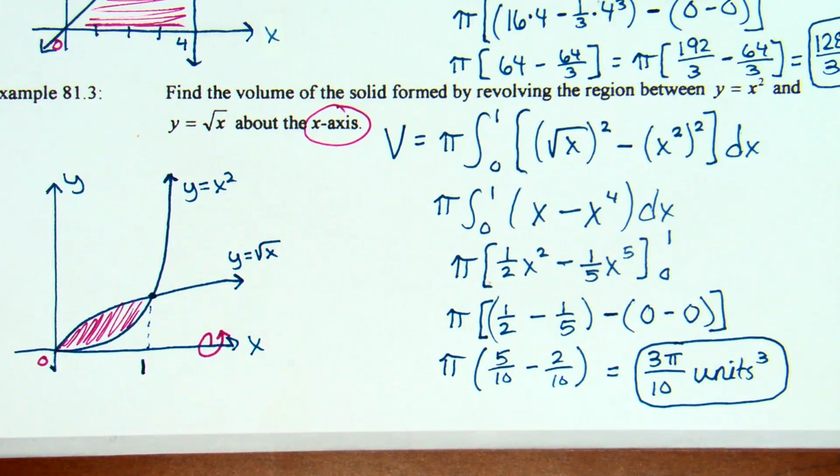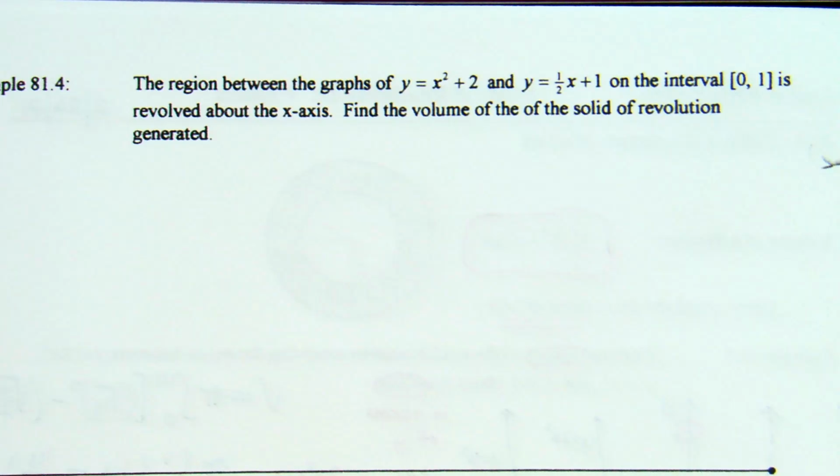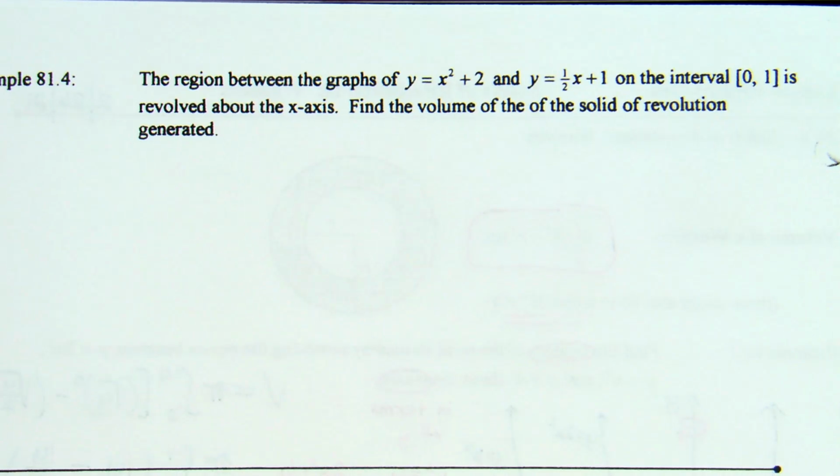One more. The region between the graphs y equals x squared plus 2 and y equals 1/2 x on the interval 0 to 1 is revolved about the x-axis. Find the volume of the solid of revolution generated.